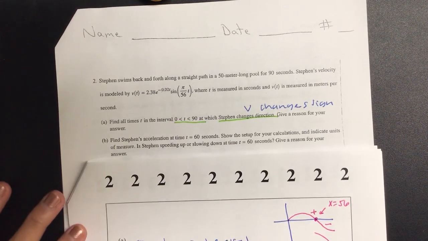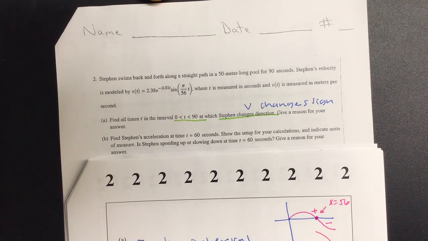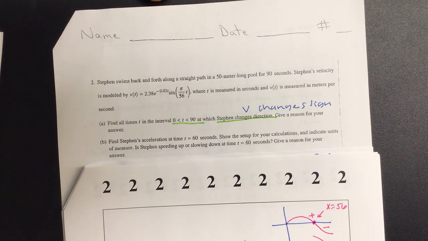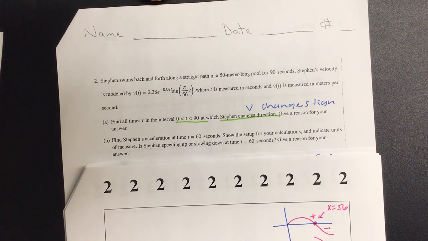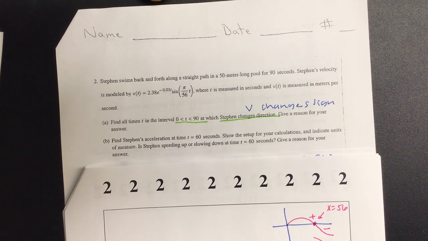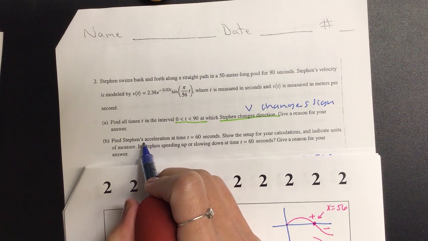Okay, let's go to part B. Nathan, go ahead and read part B. Find Steven's acceleration at time t equals 60 seconds. Show the setup for your calculations and indicate units of measure. Is Steven speeding up or slowing down at time t equals 60 seconds? Give a reason for your answer.